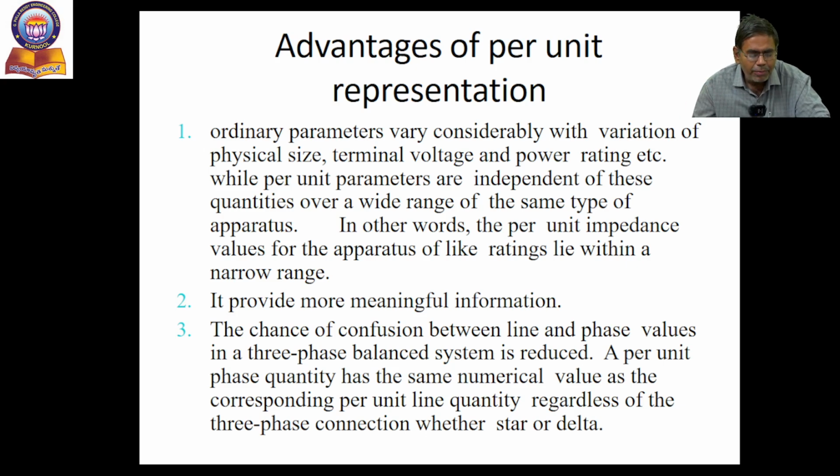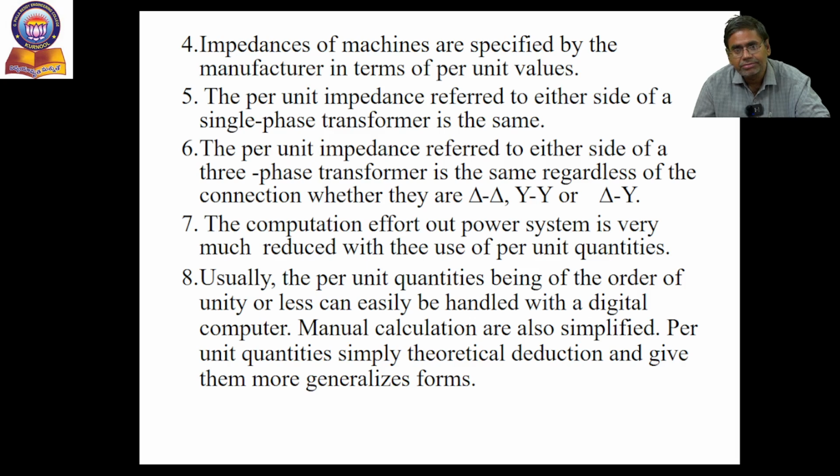By using the per unit system, the chance of confusion between the line and phase voltage in a three-phase balanced system is reduced. This is another advantage of using the per unit system. A per unit phase quantity has the same numerical value as the corresponding per unit line quantity, regardless of the three-phase connection, whether star or delta.